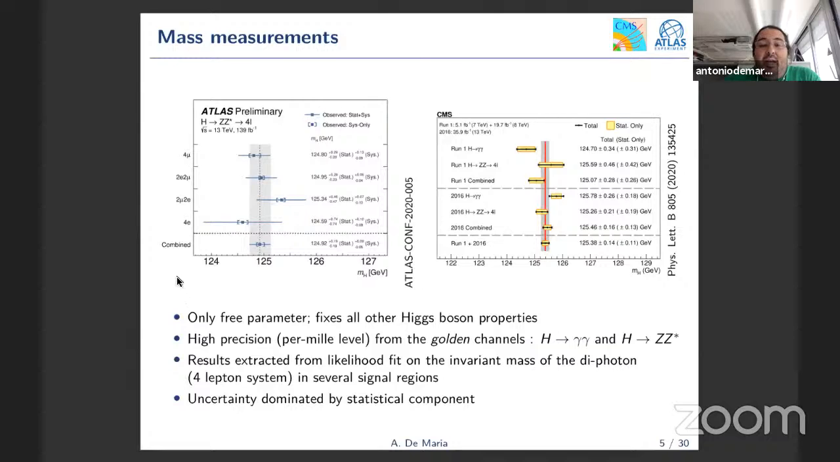The results for the mass are extracted from a likelihood fit of the invariant mass of the diphoton and of the 4-lepton system, and this is of course done in several signal regions to enhance the various production modes over the background. If you look at the best value of the mass that we have right now from both experiments, you can notice that we are clearly dominated by the statistical component of the uncertainty. So we have a really good handle and knowledge of the detector concerning the systematic uncertainty.